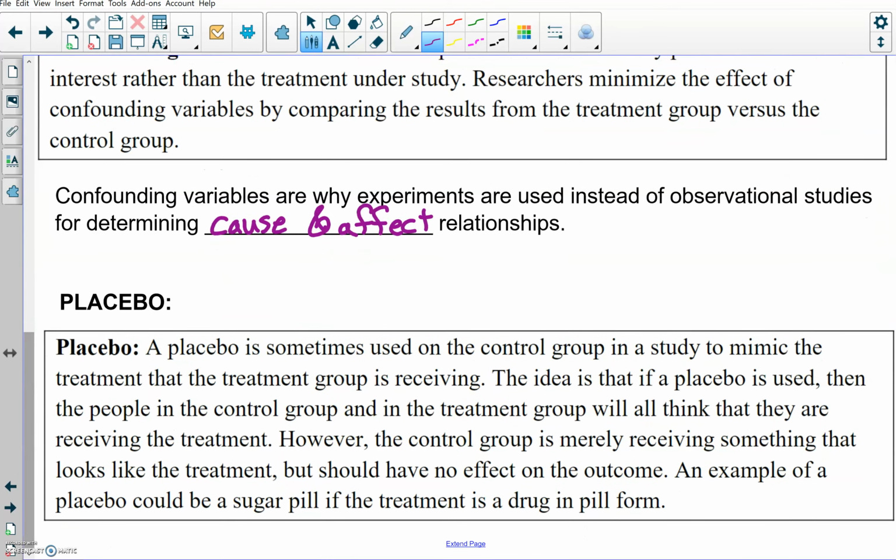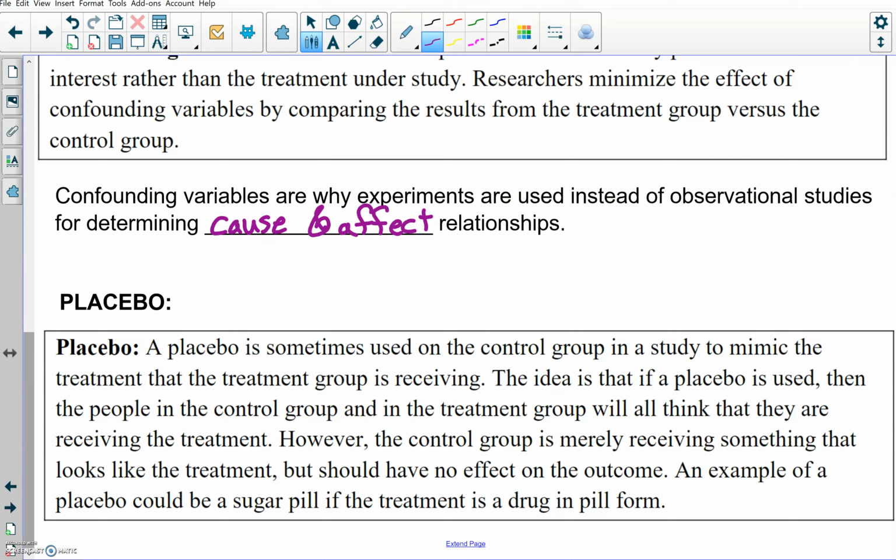Now, placebo is sometimes used on the control group in a study to mimic the treatment that the treatment group is receiving. The idea is that if a placebo is used, then people in the control group and in the treatment group will all think they're receiving the treatment. However, the control group is merely receiving something that looks like the treatment, but should have no effect on the outcome. It's usually what they'll call a sugar pill. An example of placebo could be that sugar pill if the treatment is a drug in pill form.